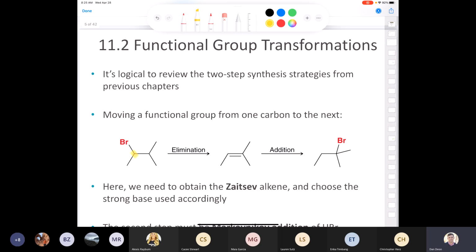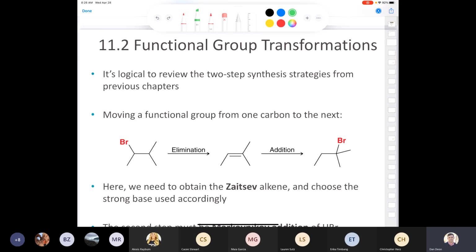You want to move it from this carbon that I have highlighted in yellow, just move it over to that carbon that's highlighted in green. You all know enough about organic chemistry to say that's not that easy. It's not just throwing it over there, right? But we know that we could develop a strategy to do that.